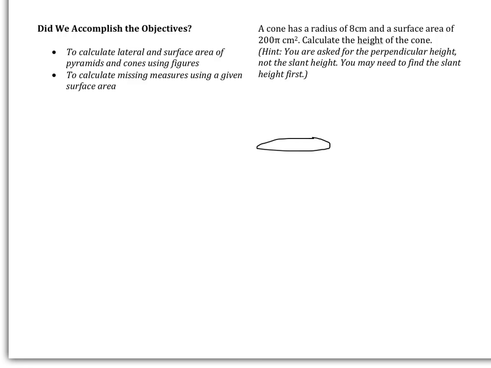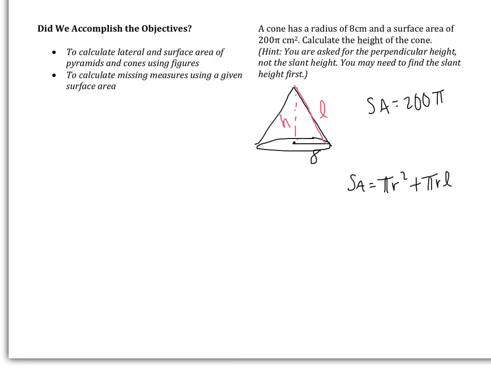So, looking at what we have, a cone that has a radius of 8. Then just thinking about cones, this is going to be the height, this is going to be the slant height, this one right here is the slant height. You are told the surface area is 200 pi. A reminder for the surface area formula, it's going to be pi r squared add pi r L. Okay, you are asked to find the height. So you want to find h, but you're going to have to find L first.